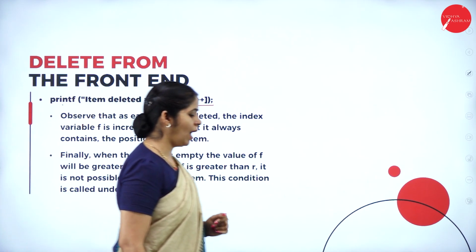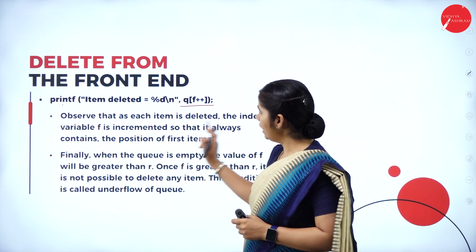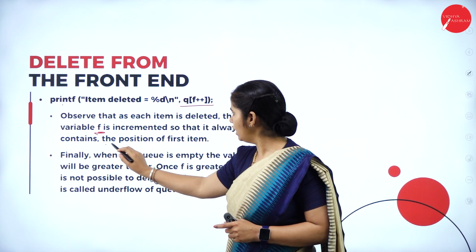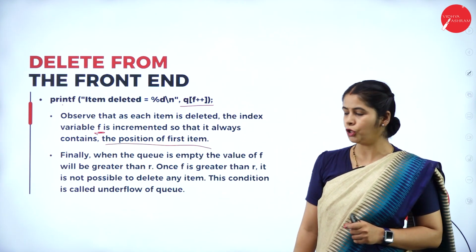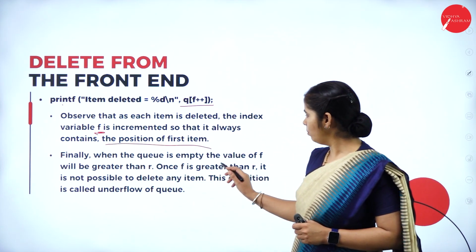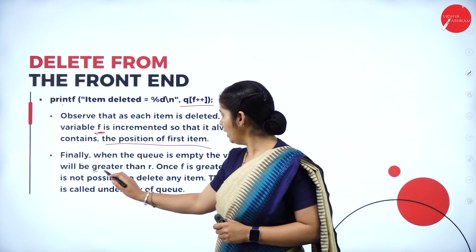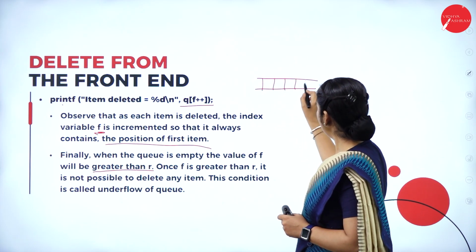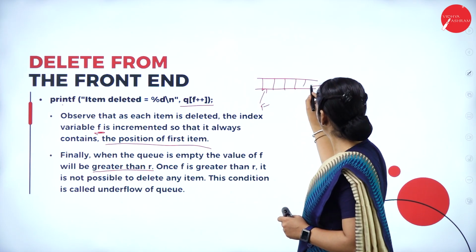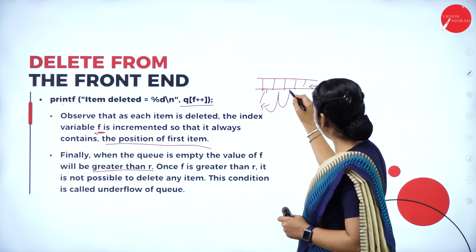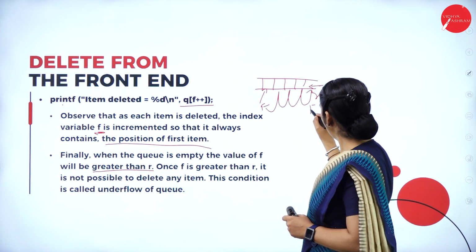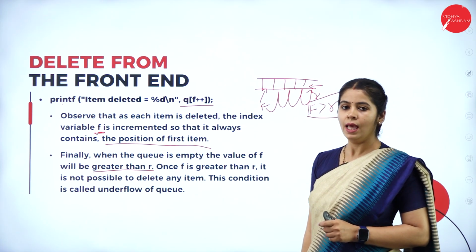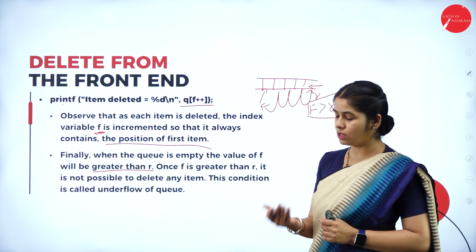Observe that each time an item is deleted, the index variable F is incremented so that it always contains the position of the first element in the queue. Finally, when the queue is empty, the value of F will be greater than R. So if this is a queue, we are deleting all the elements from the front to the rear. So front will be pointing beyond, and now the value of F is greater than R. When it reaches this position, we can say the queue is empty. There are no elements in the queue.